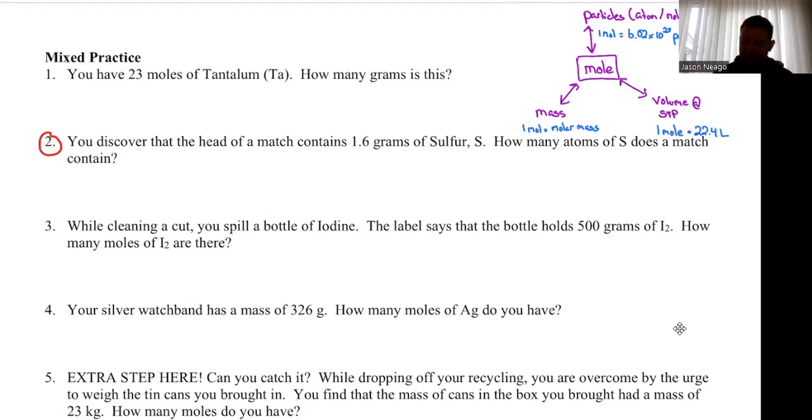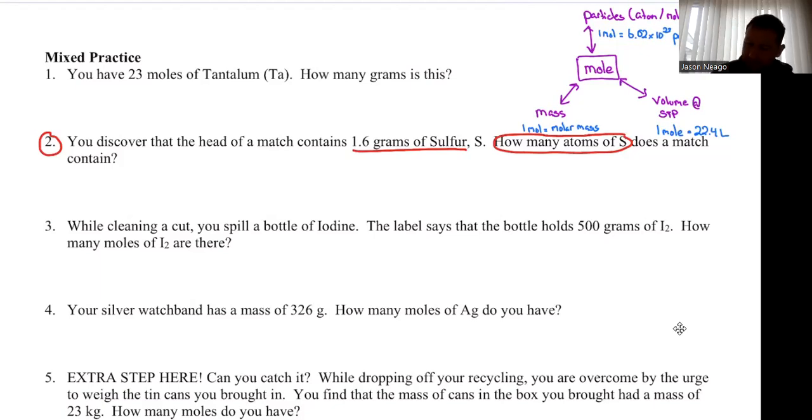So what am I given in the problem? Well, I'm given 1.6 grams of sulfur. And what am I being asked for? I want to know how many atoms of sulfur. Once again, this is why I think it's really important for you to draw out the mole map. I think it helps in figuring out your conversion factors. I'm a visual learner, so it really helps me. If you're a visual person too, I would suggest at the beginning of any quiz or test that you have this mapped out or drawn out so that you can reference it.